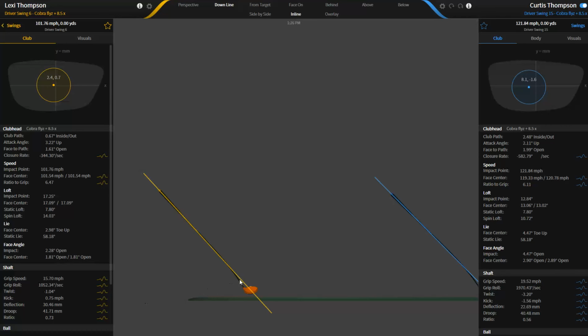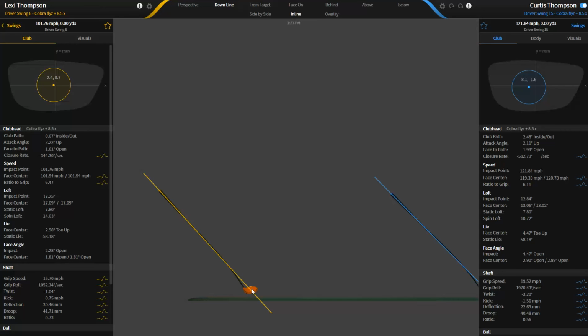But positive droop means that, as you look down the line here, you'll see how much the shaft is drooping. If you look here, this is Lexi Thompson at address. There's no shaft droop at address. And then by the time she gets to impact, she raises the handle quite a bit. The center of mass of the head is always going to line up with the center of the shaft. So that's where we get the shaft droop.